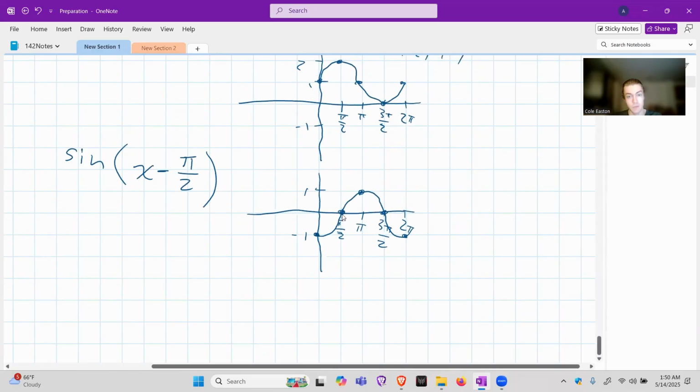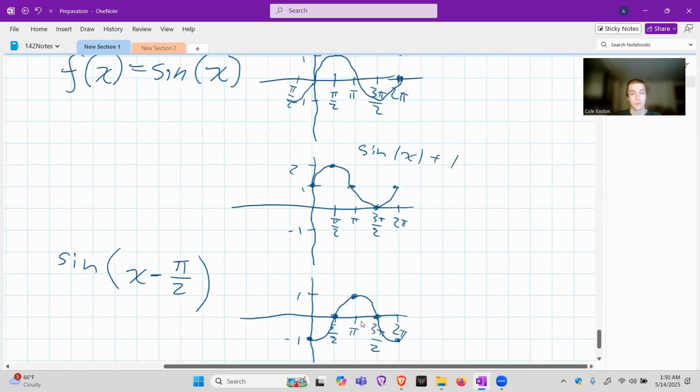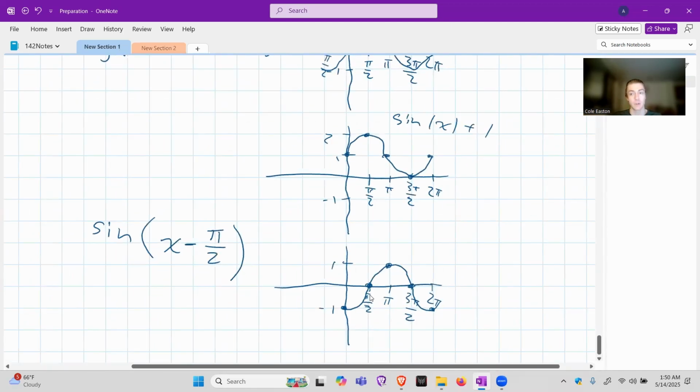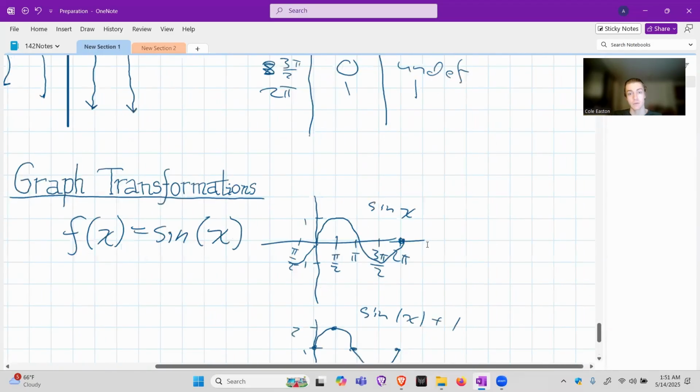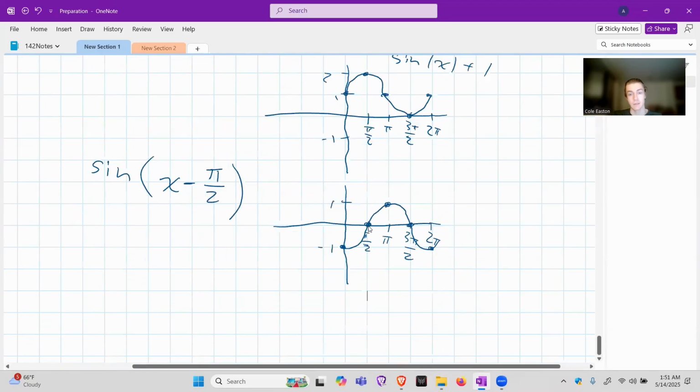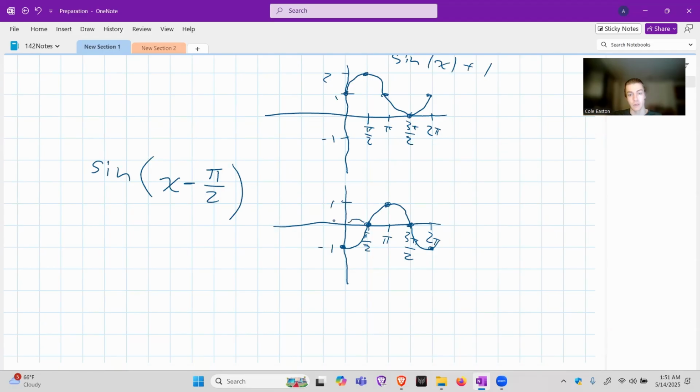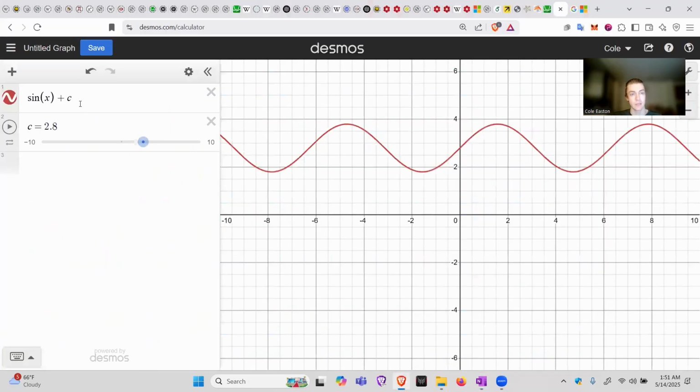Because I'm taking these points and I'm subtracting pi over 2. And so the reference point in my original function is pi over 2 to the left. So I'm shifting the original function pi over 2 to the right. And you can see that here, right? Because this 0 moved from the origin over to here, which is a shift to the right of pi over 2. And let's similarly look at this on Desmos.